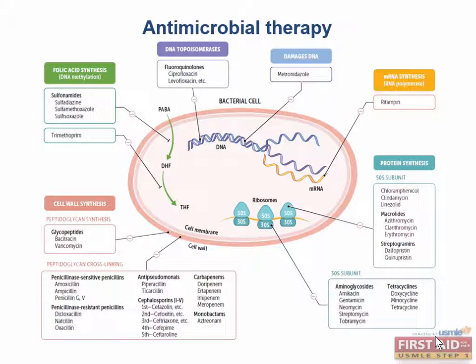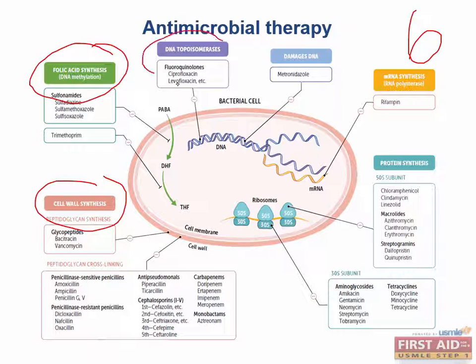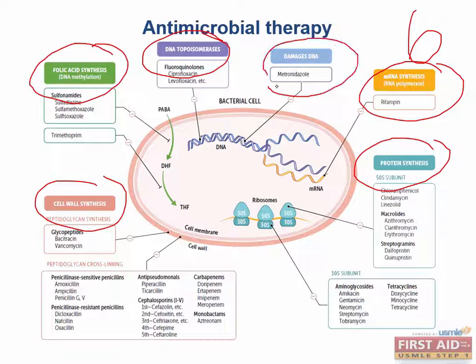This wonderful slide from First Aid gives us an overview of how we can treat bacterial infections. The key principle of antibacterial therapy is that the drugs we use only target cellular mechanisms found in the bacteria. If the drug is not specific for the bacterial cell, that is when we see adverse or toxic effects of the medication. There are 6 cellular processes that are targeted by our antibacterial drugs. We can target cell wall, folic acid, DNA, protein, and mRNA synthesis, or we can damage the DNA, as seen here. We will start a discussion with the drugs that interfere with the bacterial cell wall.